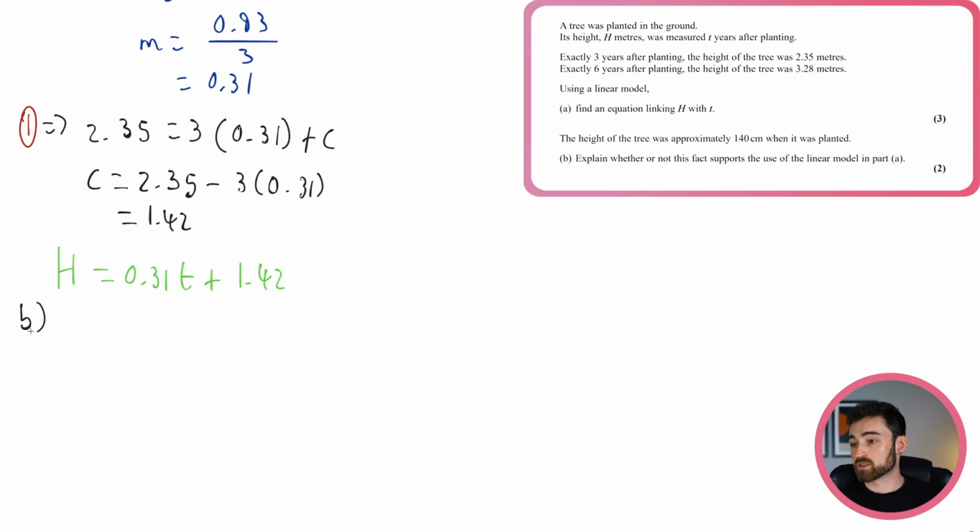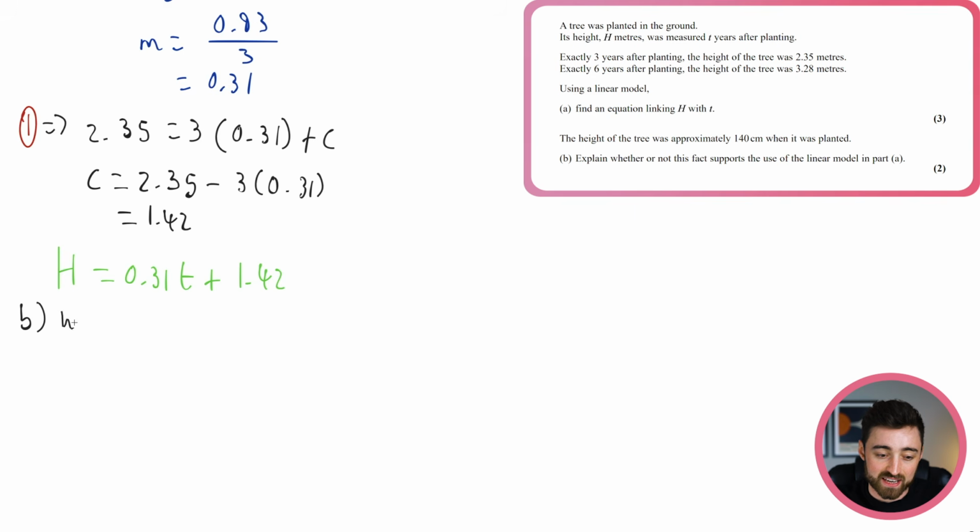What does part B say? The height of the tree was approximately 140 centimetres when it was planted. Explain whether or not this fact supports the use of the linear model in part A. Okay, so once we have this model, we can start thinking about kind of relevant quantities here. Because I could say, okay, well, this is t years after it's planted. So what would the model predict that my initial height of this tree was when it was planted? What value of t would I need to sub in? 0, right? 0 years after it was planted was when it was planted.